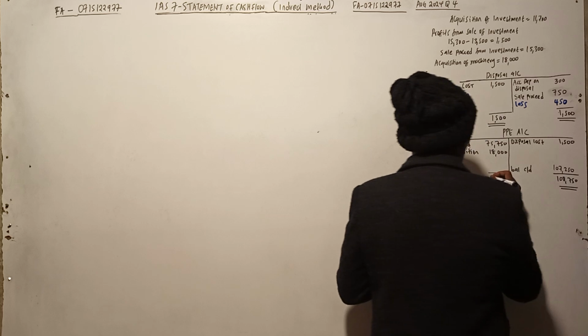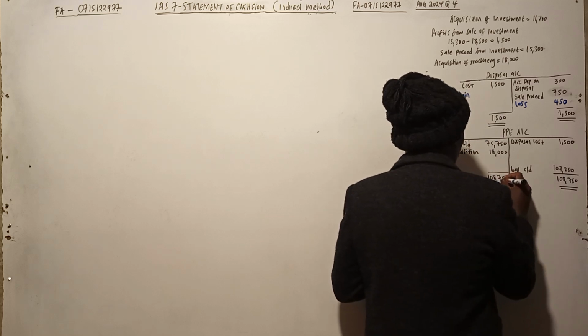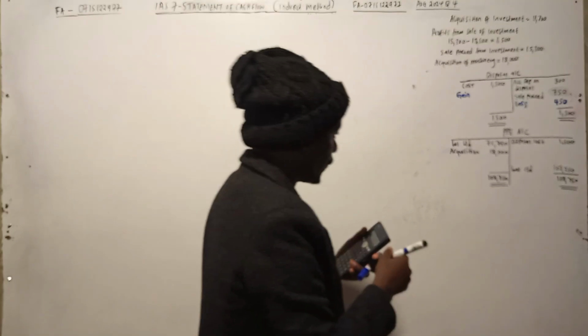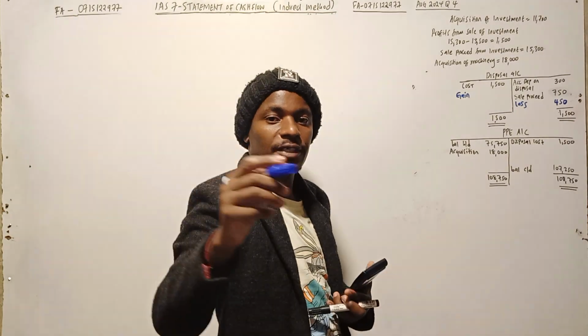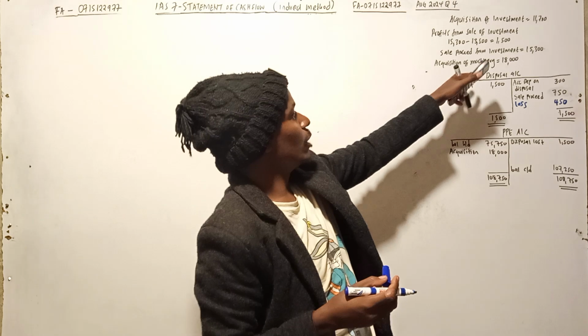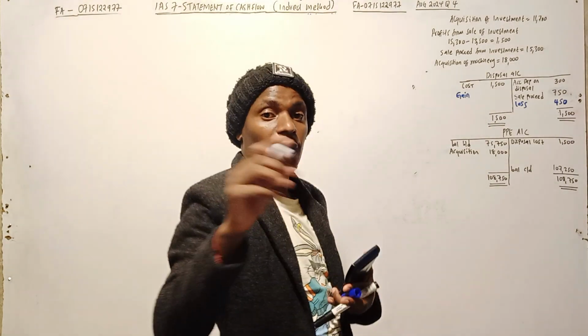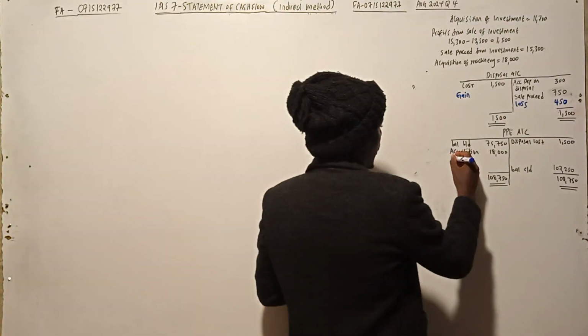108,750. Now the balancing figure in this case, it acquired another acquisition. So it means they acquired another asset. So apart from the one in additional information, it means there was another asset which was acquired because we have a balancing figure here.